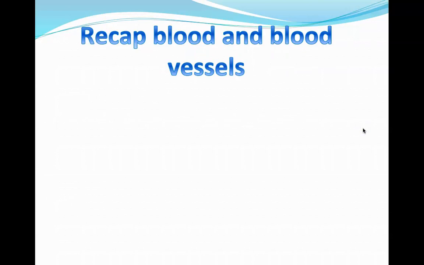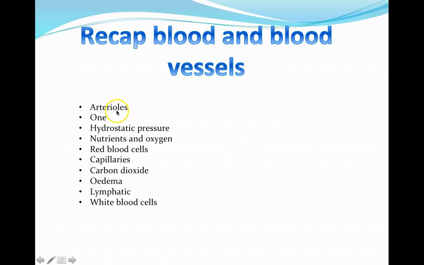Okay, so I'm going to go through the answers now for the fill in the blanks. So what we should have is, number one is arterioles. Remember, arterioles are smaller versions of arteries, carry oxygenated blood. Then the next answer is 1. Then the next fill in the blanks are hydrostatic pressure, nutrients and oxygen, red blood cells, capillaries, carbon dioxide, edema, lymphatic, and then finally white blood cells. So that is what we're going to be going through in today's lesson.